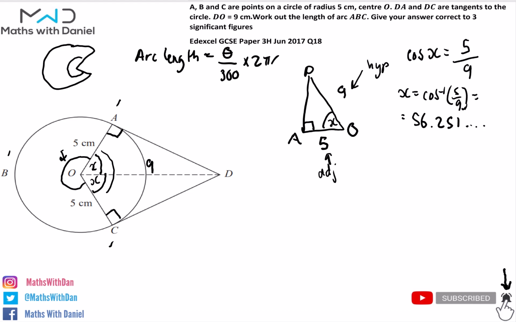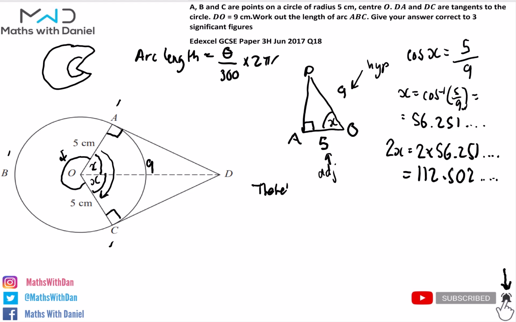So the whole angle altogether will just be 2 lots of 56.251 dot dot dot. So 2x is equal to 2 times 56.251 dot dot dot. Putting that into the calculator, this gives us an angle of 112.502 dot dot dot. So we know what that whole angle is, it's 112.5. And now to find the angle that we're looking for, all we need to do is take that away from 360.